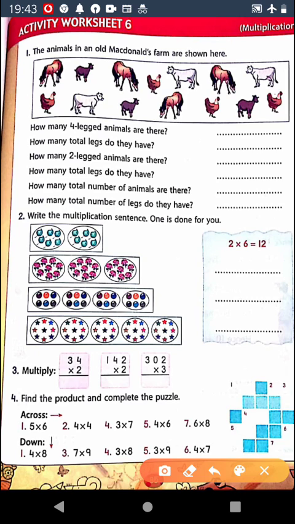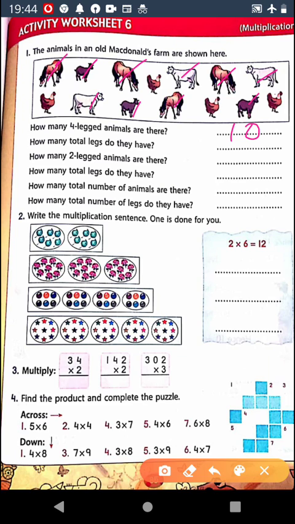Now first see what the animals are. Horse is there, goat is there, hen is there, cow is there. Okay. So hen does not have 4 legs. Hen has got only 2 legs. So how many four-legged animals are there? 1, 2, 3, 4, 5, 6, 7, 8, 9, 10. That means 10 four-legged animals are there. Horse is a four-legged animal, cow is a four-legged animal, and goat is a four-legged animal. So 10 four-legged animals are there.